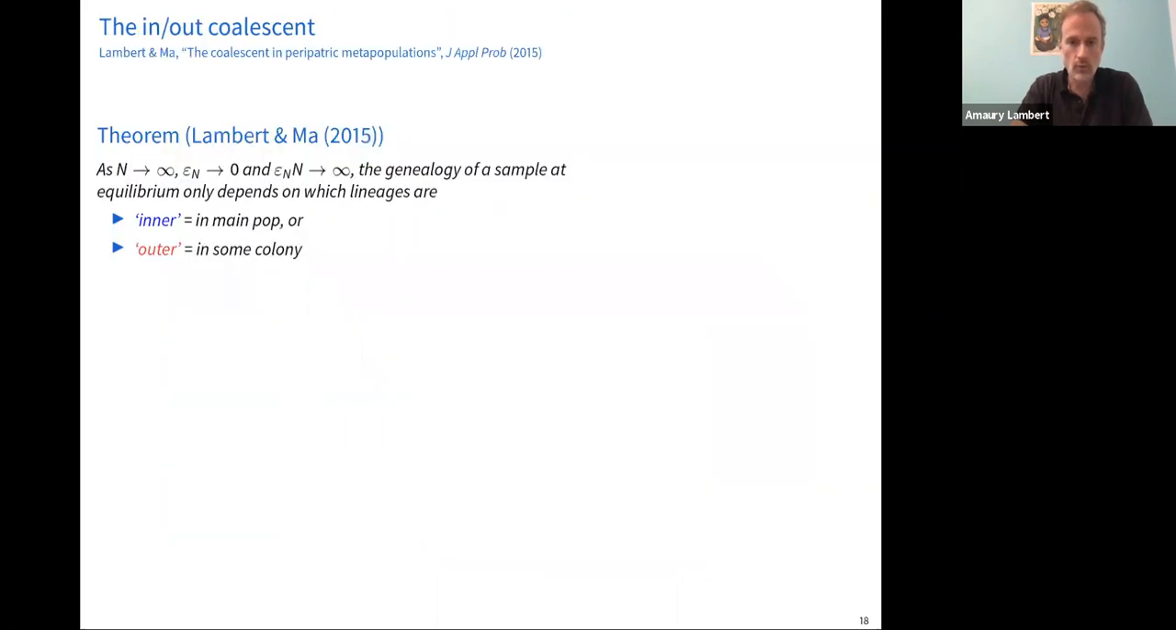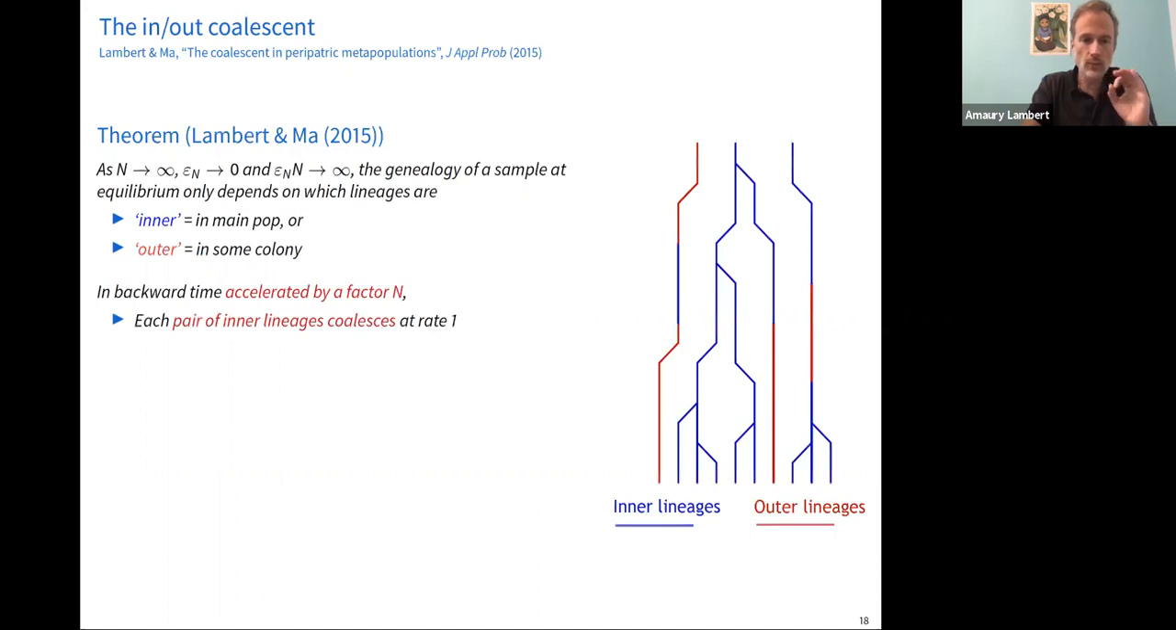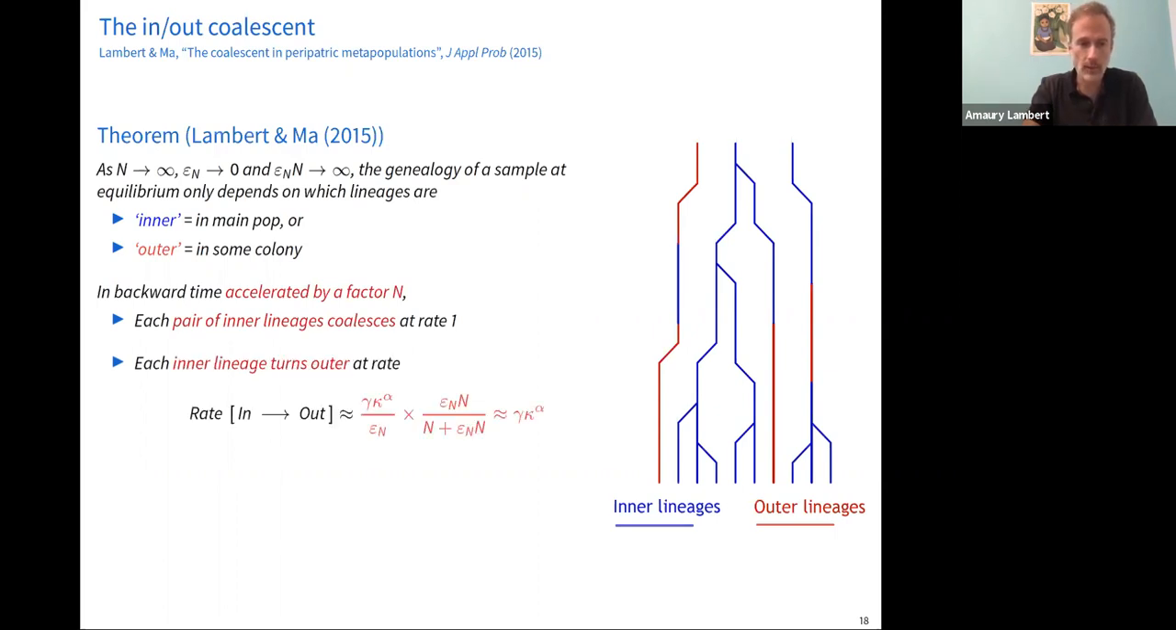Okay, and so to be precise, here's the result that we got. So in the asymptotic regime, the genealogy of a sample only depends on which lineages are inner, meaning they are in the main population, or outer, meaning they are in some colony. We don't care about whether they are in different or same colonies, because it never happens, they're always in different colonies. And so now in backward time, when you accelerate time by a factor n, you get the usual Kingman coalescent inside the main population. So inner lineages, the blue lineages on the cartoon, coalesce at rate 1 per pair.